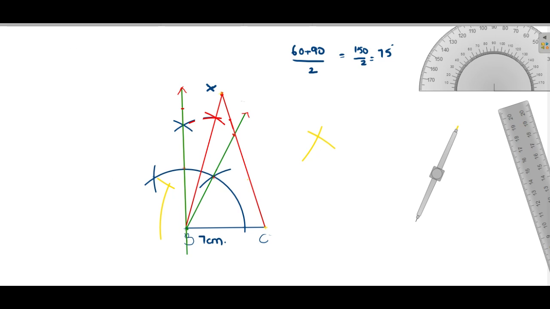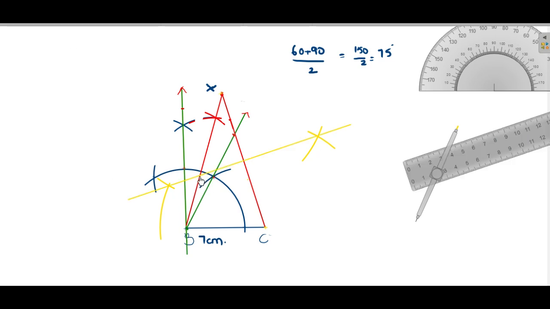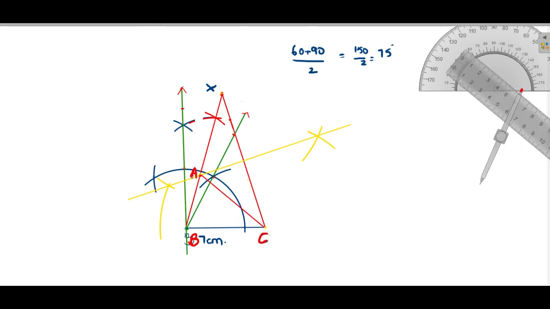The yellow line represents the perpendicular bisector of XC. This yellow line is intersecting XB at this point. Let us mark it with red. Let this point be A. If we join AC, then triangle ABC is the required triangle. As you can see here, A, B and C is the required triangle.